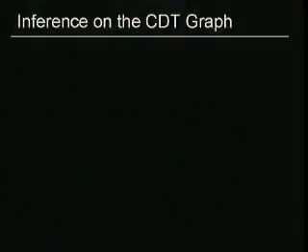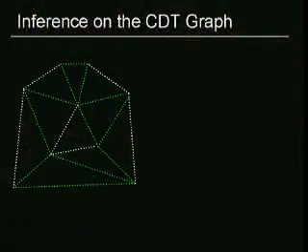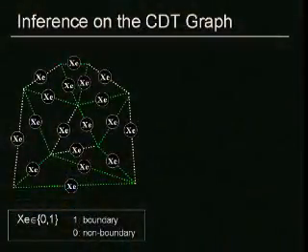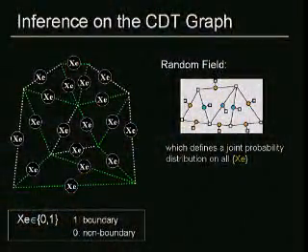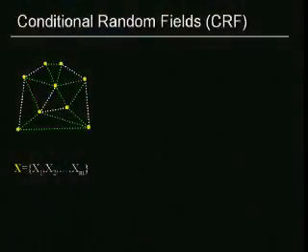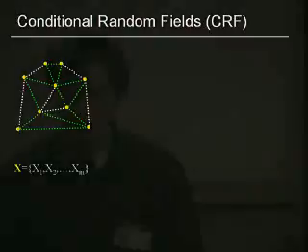So let's see how we can set up this problem. It's actually very straightforward. We have this underlying graph, the triangulation we have, and we can put a random variable on each edge. A binary random variable, say 1 if it's a boundary and 0 if it's not. And then we can try to make inference about these random variables. What we do is put a random field on top of the graph, and we add in features so that we define a joint probability distribution on all the variables x_e. My goal is to estimate the marginal distribution of each x_e. And the particular technique we use is conditional random fields.